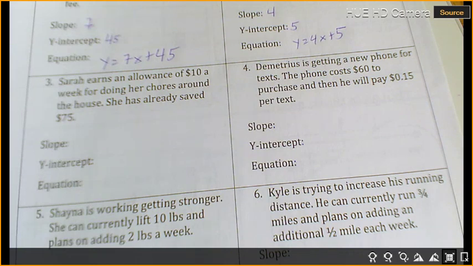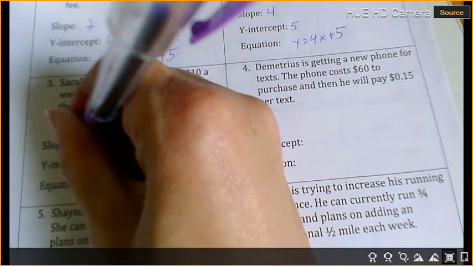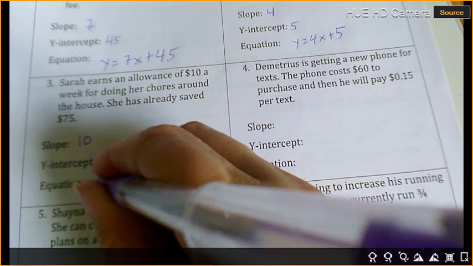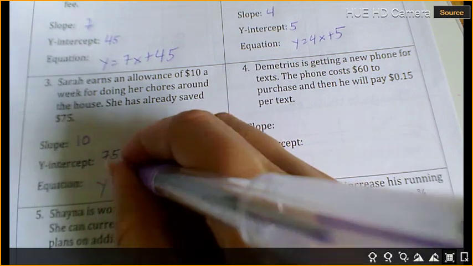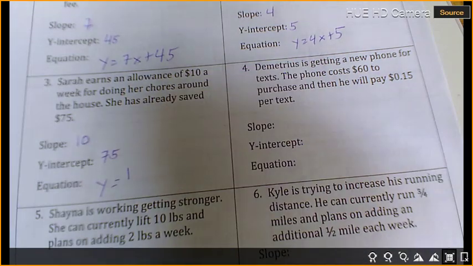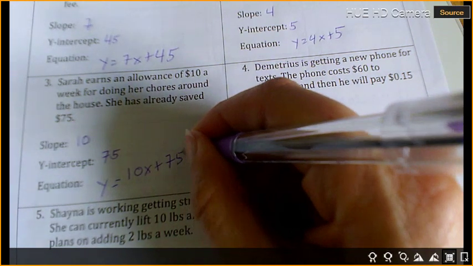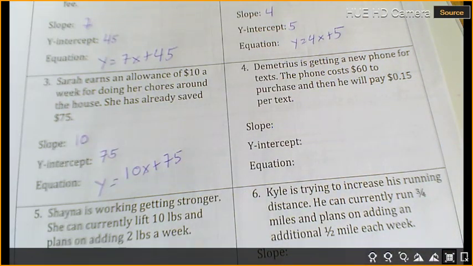Sarah earns an allowance of $10 a week for doing her chores around the house. She has already saved $75. What is the slope? Look at it. She earns $10 a week. So the y-intercept then is? So the equation is? It should start with? Y equals 10x plus 75. Good.